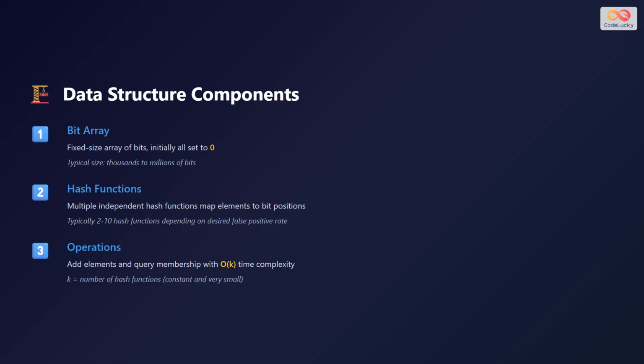A Bloom filter has three essential components. First, a bit array, which is a fixed-size sequence of bits initially set to 0. The size can range from thousands to millions of bits depending on your needs. Second, multiple independent hash functions, typically between 2 and 10. These functions map input elements to specific bit positions. Third, the operations themselves, adding elements and querying membership. Both operations run in O(k) time complexity, where k is the number of hash functions.